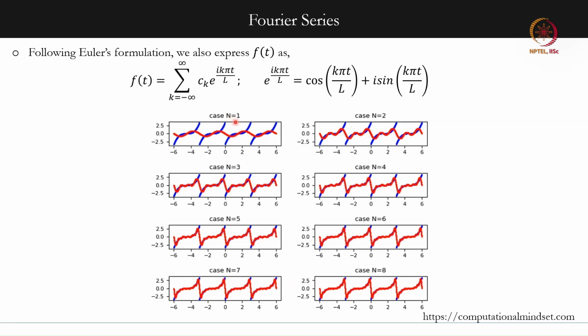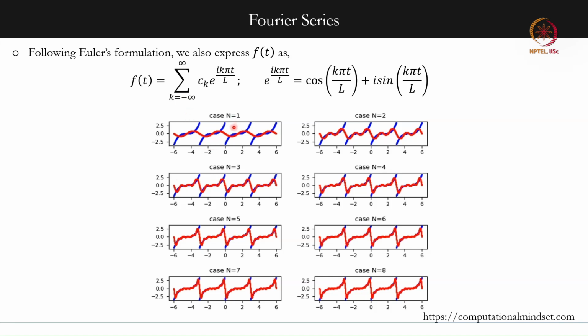And here the value of n shows the number of terms that are used in the summation. If I say I have a value of n equal to 1, that basically means that I have only used one term in the summation to represent this function f of t. I have basically truncated this infinite summation to a few number of terms.